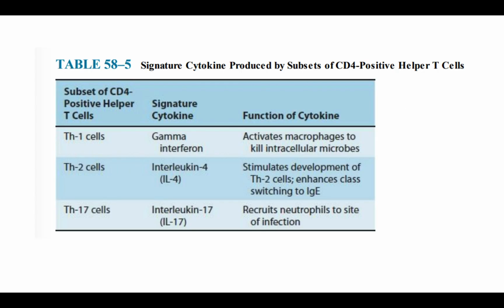So, signature cytokines produced by each of the subsets of the CD4 cells. Your Th1 cells will produce gamma interferon to activate macrophages, and interleukin 2 again for CD8 cells. Your Th2 cells will produce interleukin 4 and then enhance switching to IgE. Th17 will produce interleukin 17 to recruit neutrophils to the site of infection. Okay.